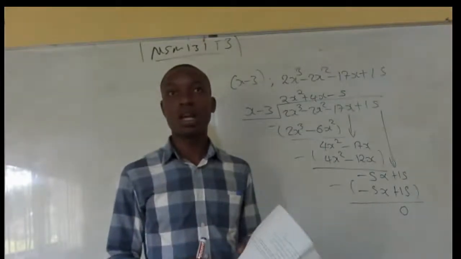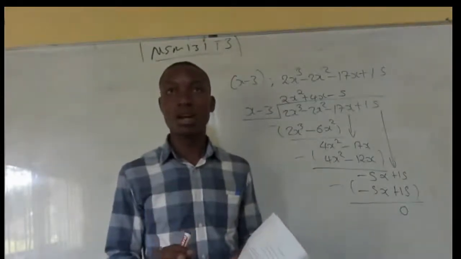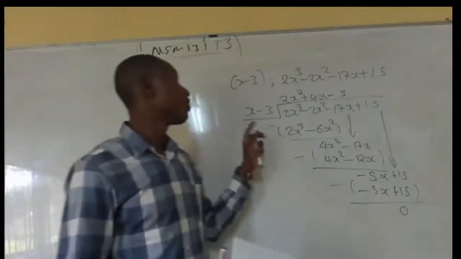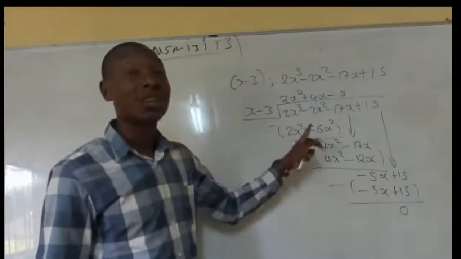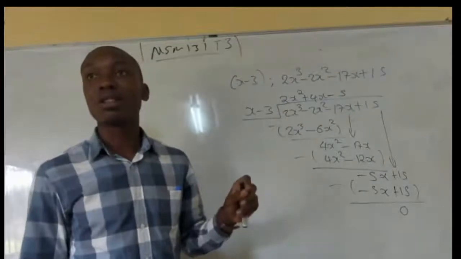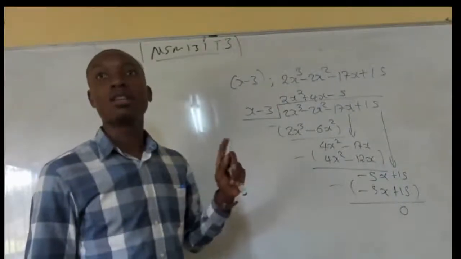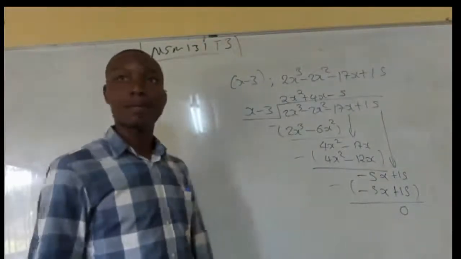Okay, so if that is the case, it's the same thing here. For x minus 3 to go into this and not leave a remainder, it simply means that x minus 3 is actually a factor. Okay, so that's that.